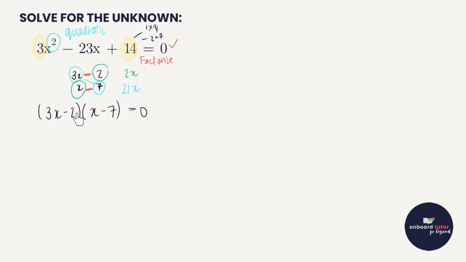So the theory behind factorizing this is that we can then equate these brackets to 0. So either 3x minus 2 equals 0 or x minus 7 equals 0. And then I can simply solve this. So x is equal to, take the 2 across and divide by 3. Or here, x is equal to, take that minus 7 across.